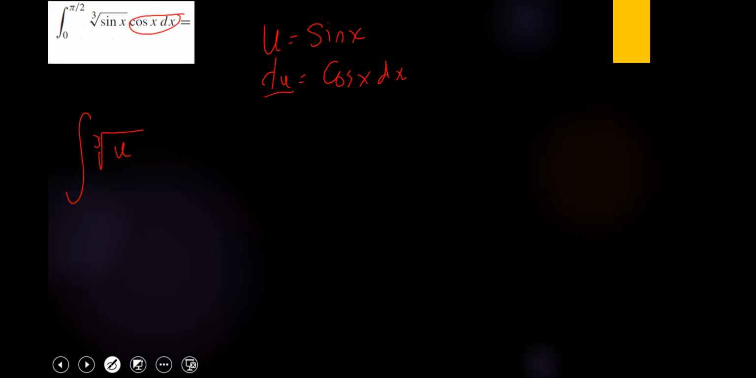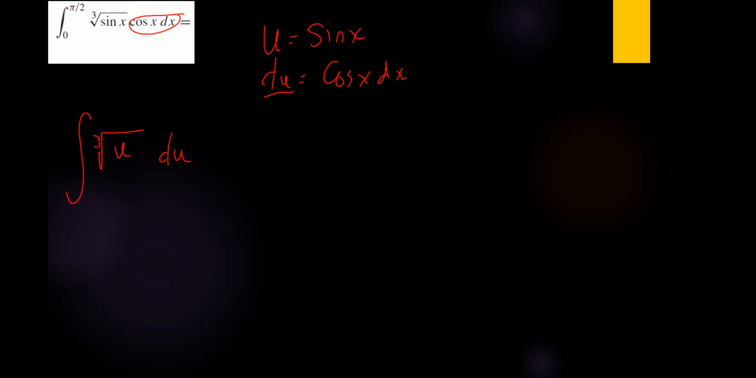Let's solve now the last question here. The cubic root of sine x cosine x. So the first step, let's assume that u is sine x. So when u is sine x, du will be the derivative of sine, which is cosine x dx. Then the cubic root of sine means cubic root of u. And cosine x dx, I will substitute with du.